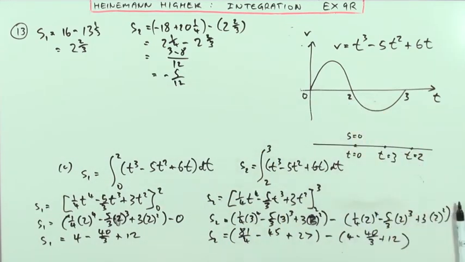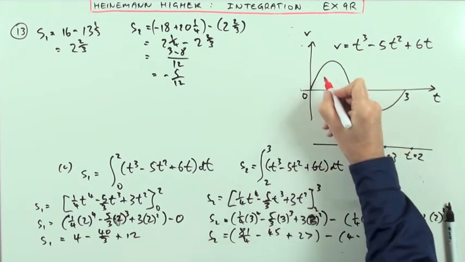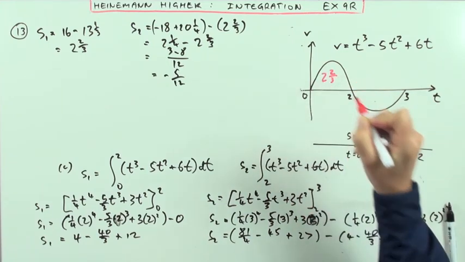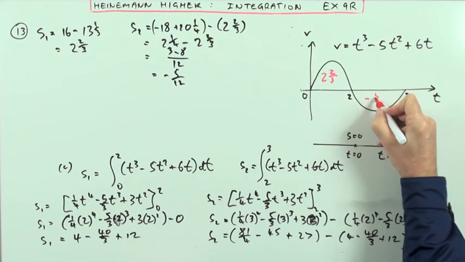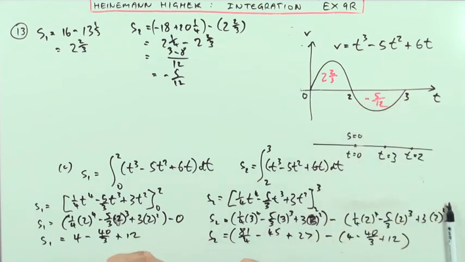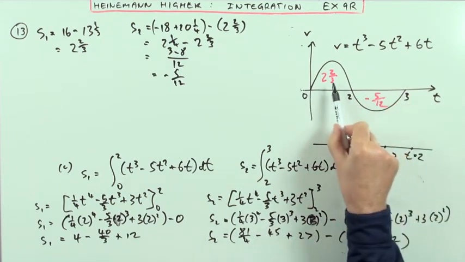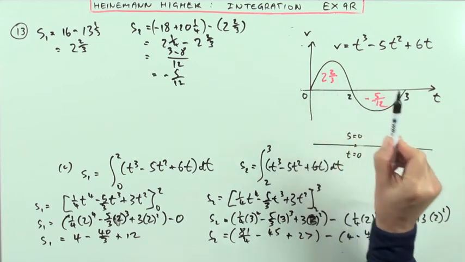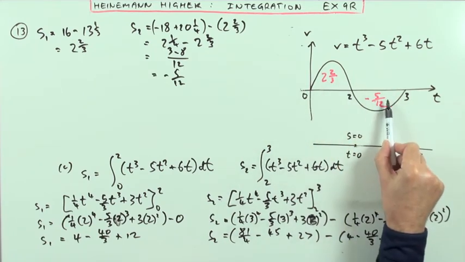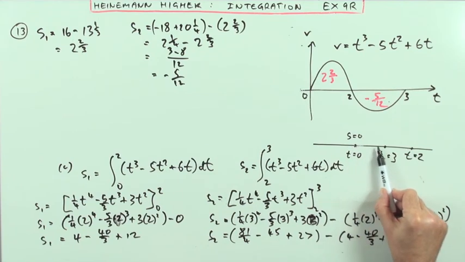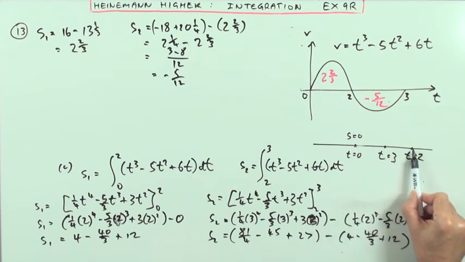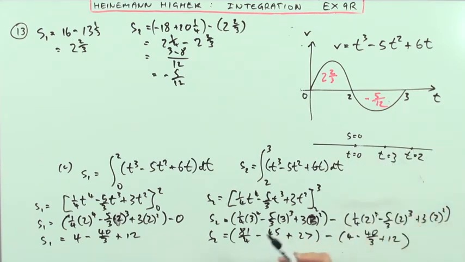That means that this area, I'll put it in red, here, is 2 and 2/3, and this area is negative 5/12, or rather, the distance travelled in this part is 2 and 2/3, and the distance travelled in this part is negative 5/12. It went forward 2 and 2/3 and back 5/12 to come to rest there.